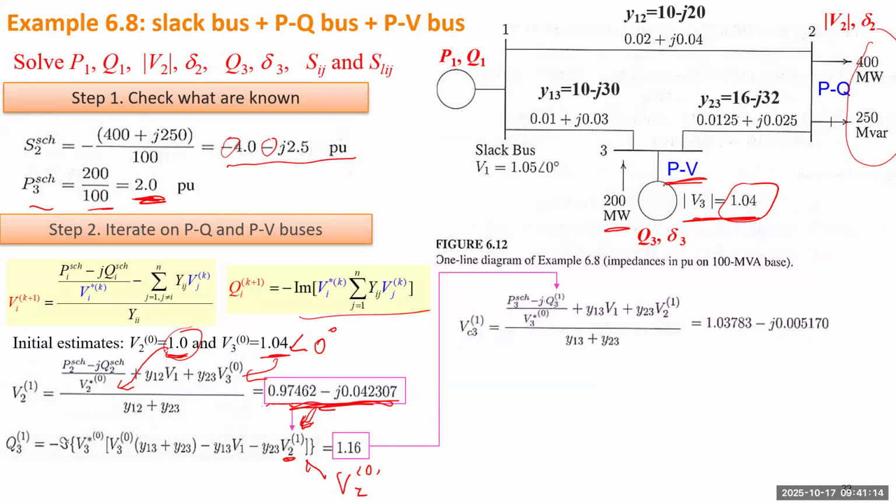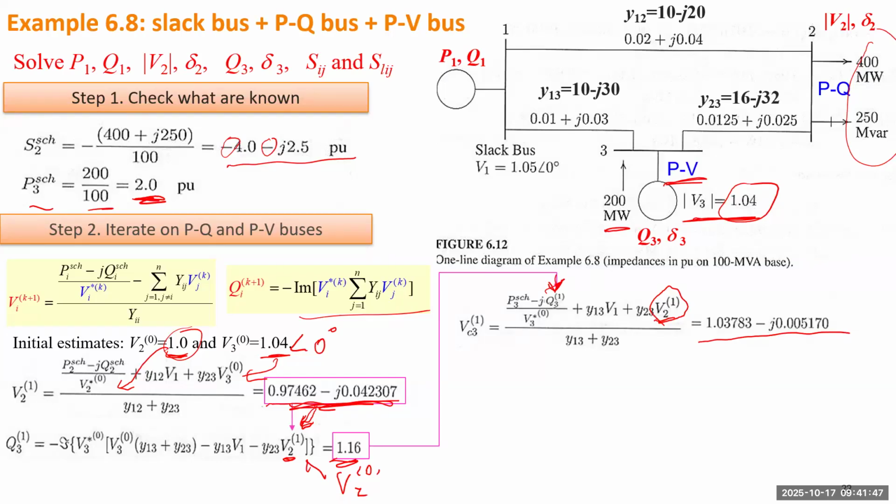All right, so next we iterate for the bus 3 voltage. We take this Q and plug it into the right-hand side of the second formula, or the first formula, together with the more accurate estimate for bus 2. Then we have the voltage phasor on bus 3.